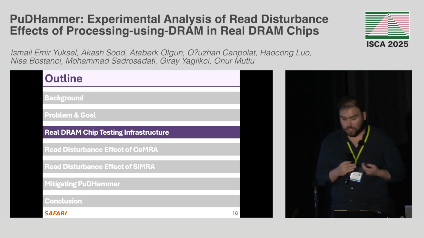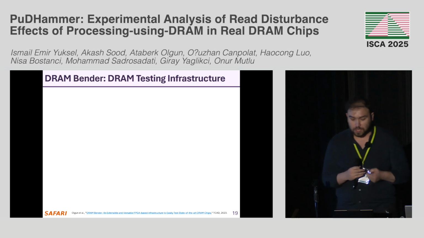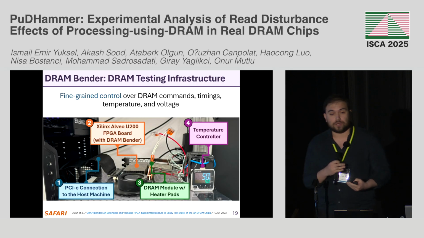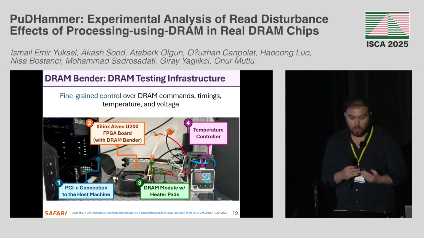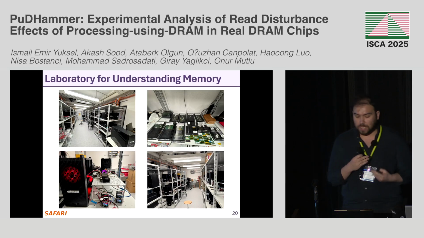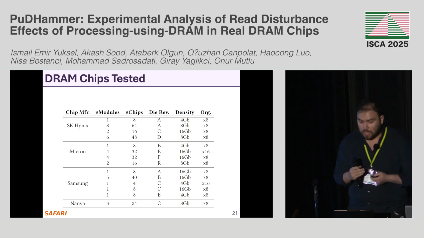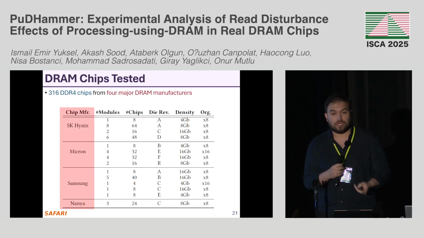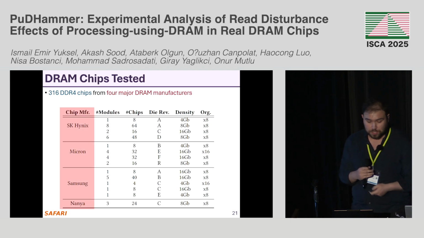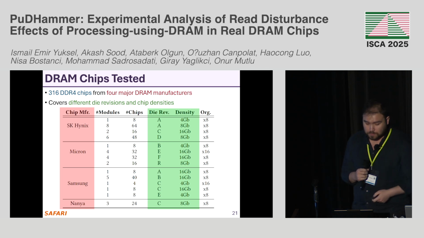To experiment with DRAM chips, we build a real DRAM chip testing infrastructure. This infrastructure enables fine-grained control over DRAM commands, temperature, timings, and voltage. In our lab, we have many machines to test many DRAM modules and chips. We test a total of 316 DDR4 chips from 4 major manufacturers, covering different die revisions and chip densities.